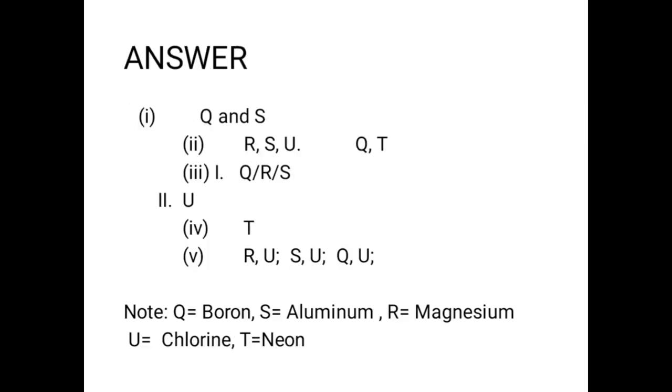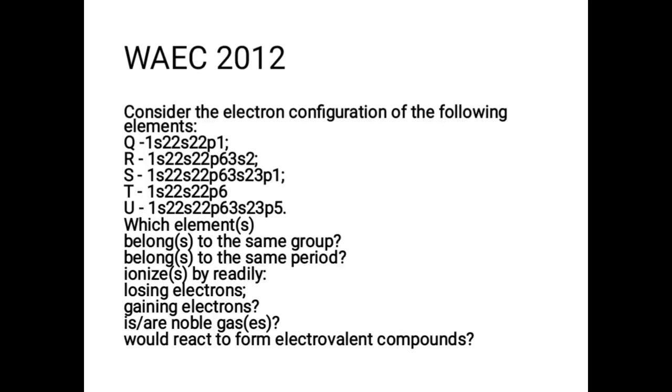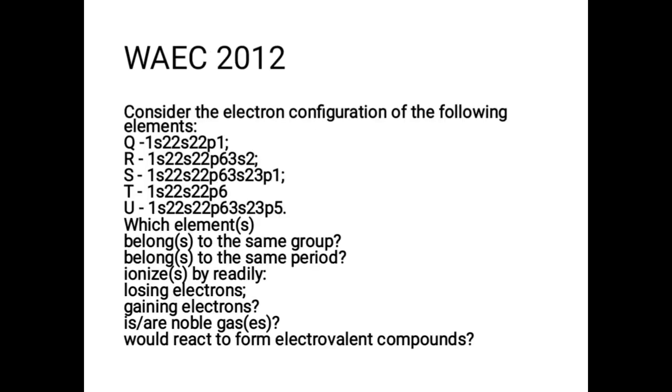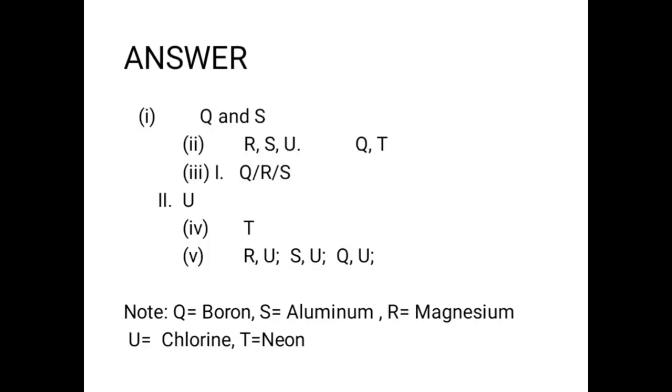So let's look at the question. The first thing to do when you are solving questions relating to this is, from your knowledge of electronic configuration, to predict what element it is. For instance, in this answer I said Q is boron, S is aluminum, R is magnesium, U is chlorine, and T is neon. So the ones that belong to the same group are Q and S, which is boron and aluminium. They belong to group 3.